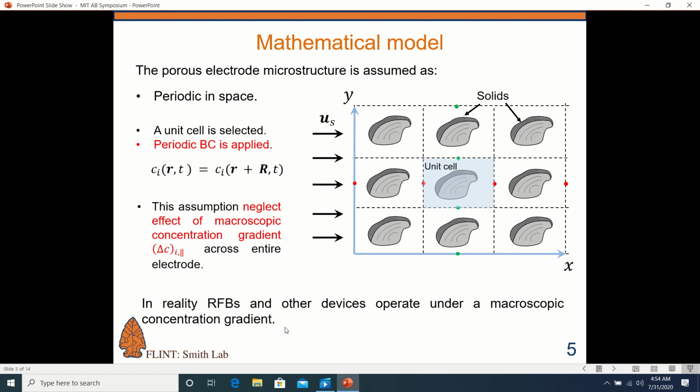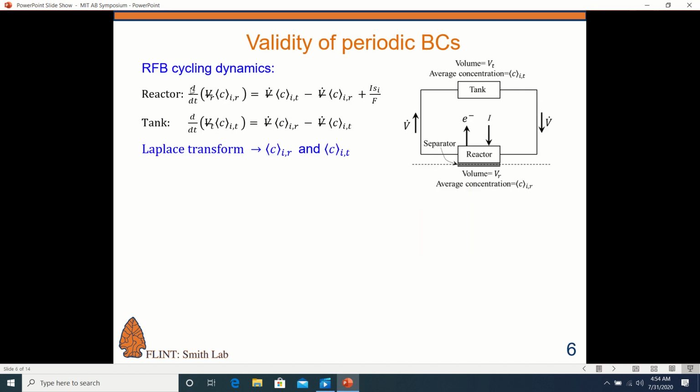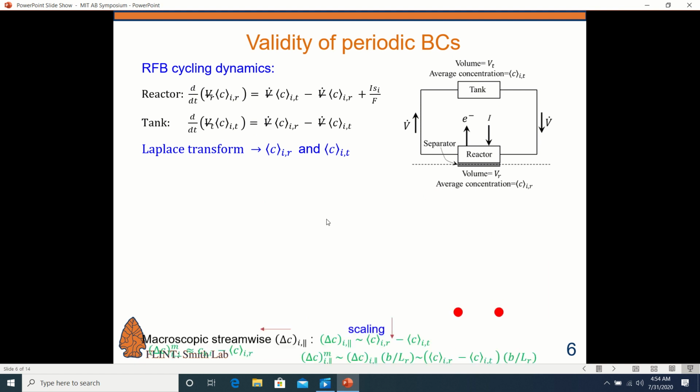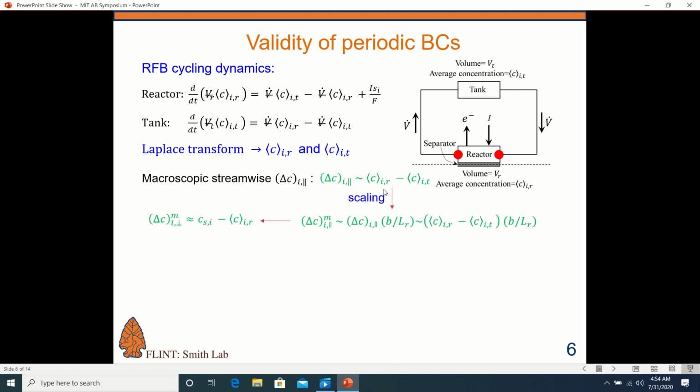So is that assumption valid? To answer that question, we focus on the dynamics of redox flow battery operation. We have this reactor and tank, and we can write down these two mass conservation equations for tank and reactor. We can get the solution by Laplace transform.